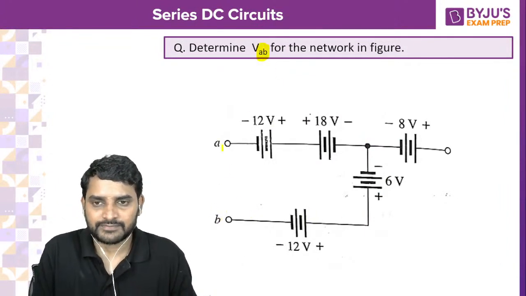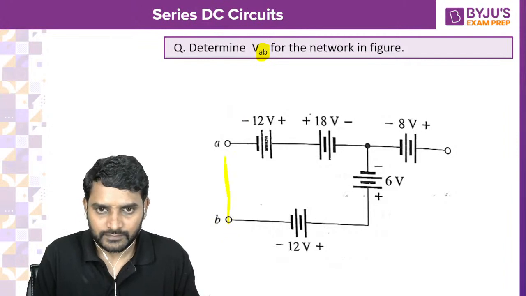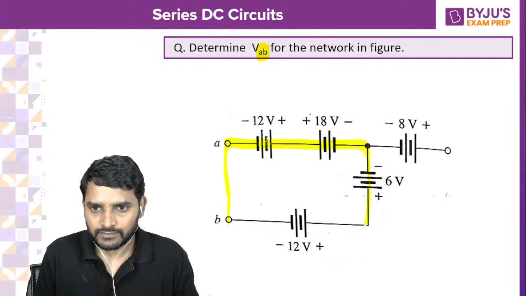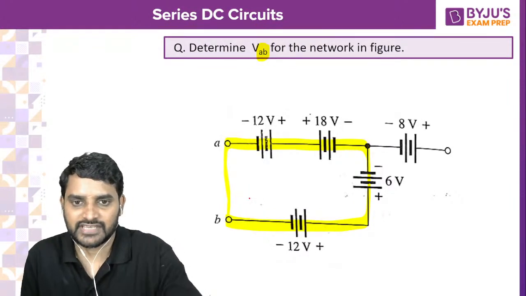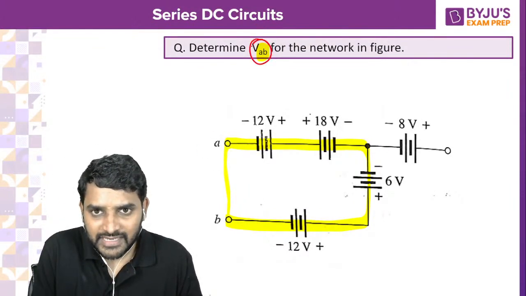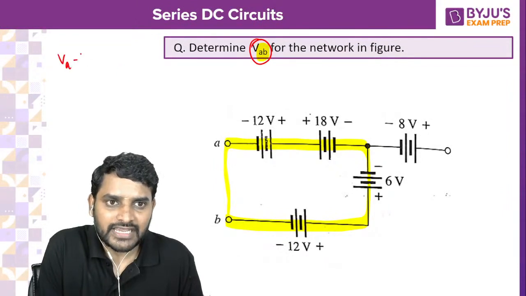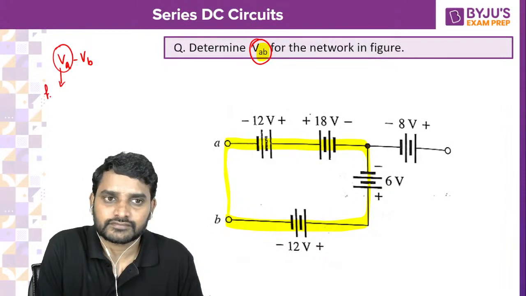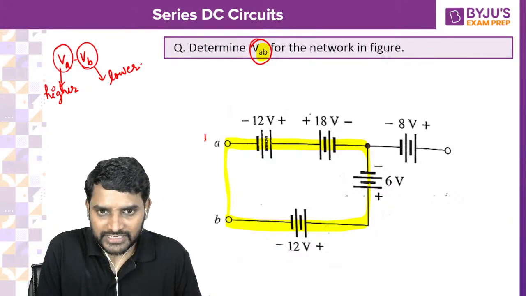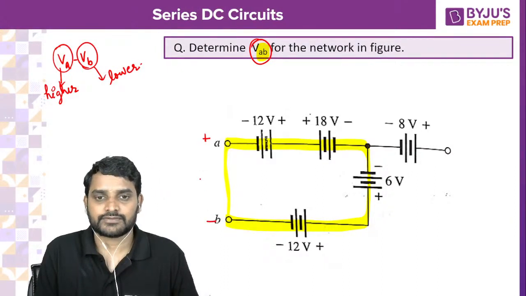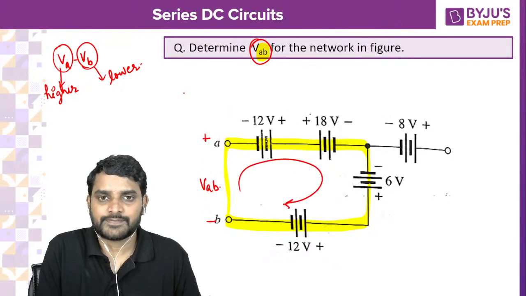Can you tell me VAB? Determine VAB. Can you tell me what is VAB? When he has given VAB, A minus B. So VA is at higher potential and VB is at lower potential. So you can take up positive and you can take up it as negative. Tell me, what is VAB?